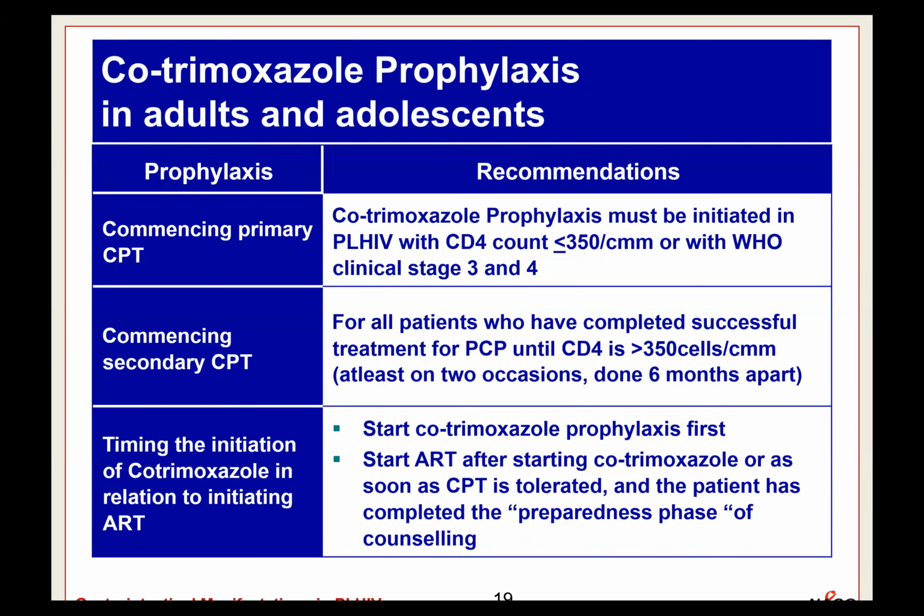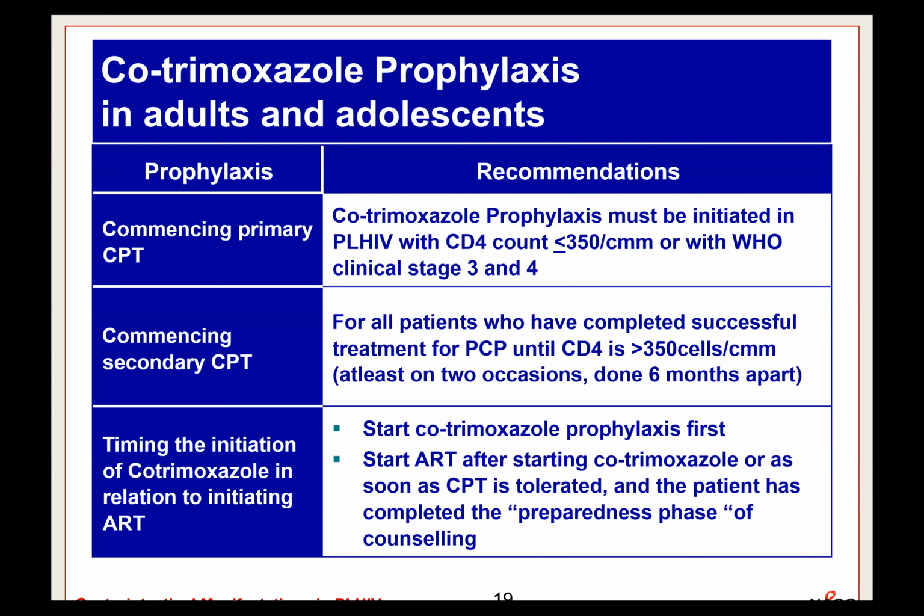CPT is started if the CD4 is less than 350 or the clinical stage is 3 or 4. And it should be continued for the patient at least until the CD4 goes above 350 on at least 2 successive occasions 6 months apart. That means all patients will be on CPT prophylaxis for a minimum period of 1 year. I understand that there is an availability of CPT issue, but we are discussing ideal scenarios. If you have sufficient stock, then this is how it is given.